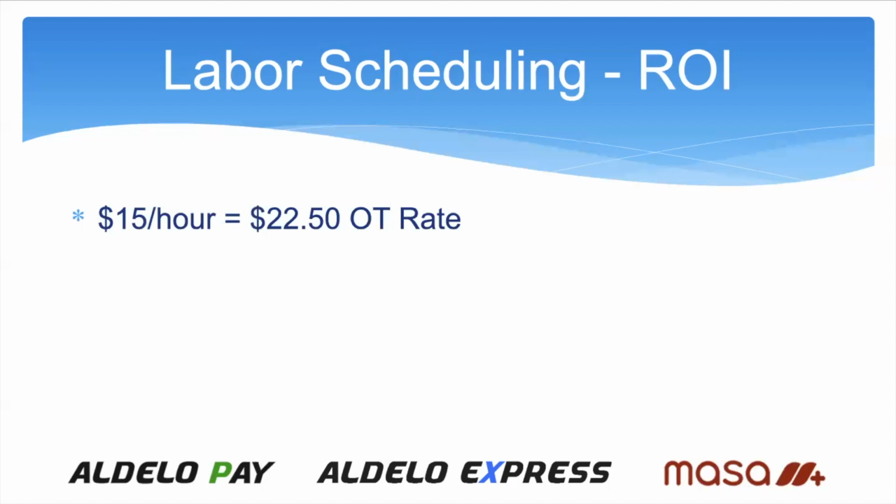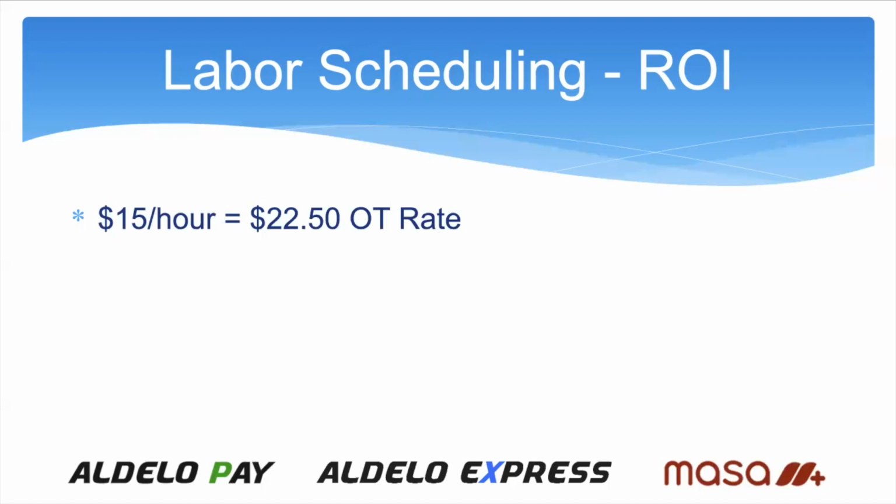Now, depending on what state you're in, how overtime is calculated, it could be anything over 8 hours a day is overtime. In other places, it's 40 hours a week is overtime. So it depends on your locale and what the laws are in your state. But let's just understand $22.50 is the overtime rate.